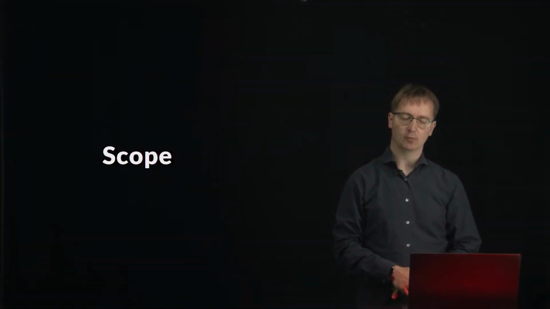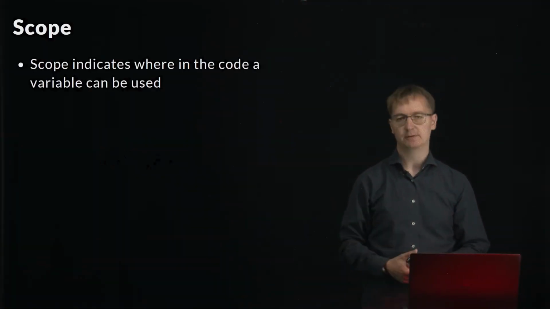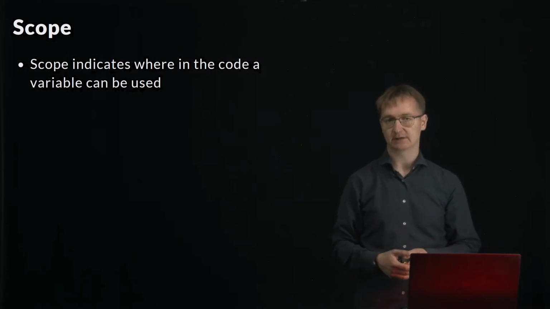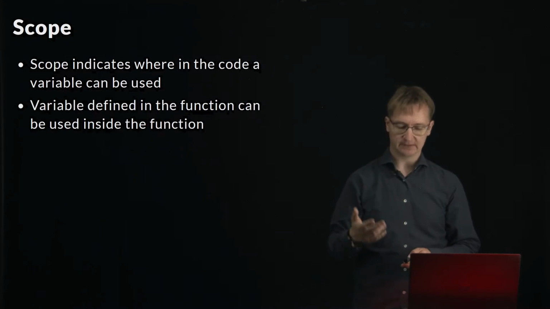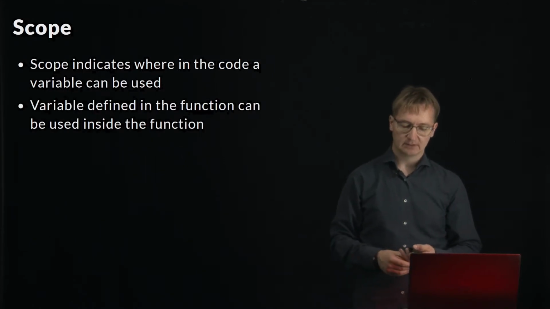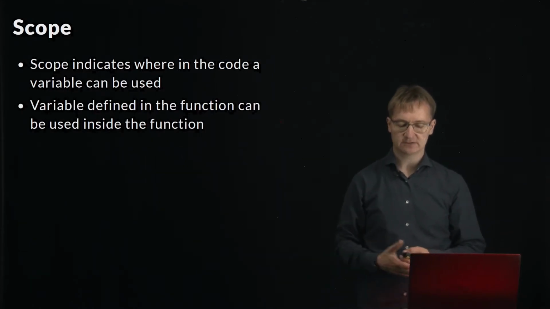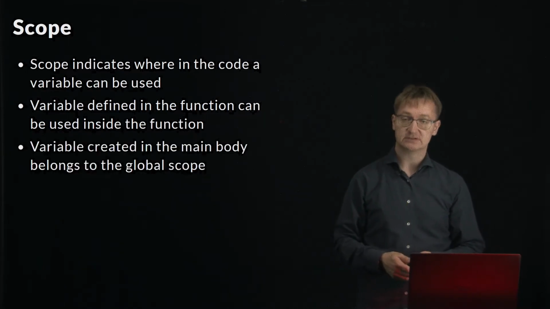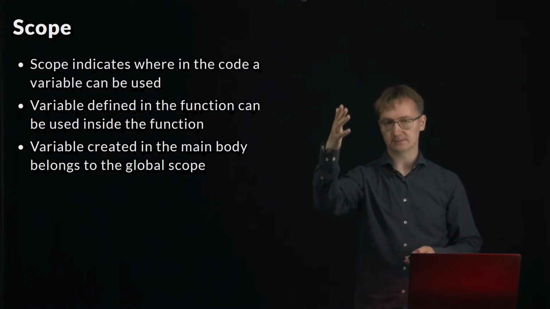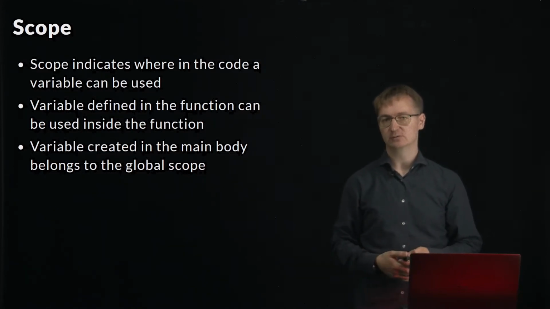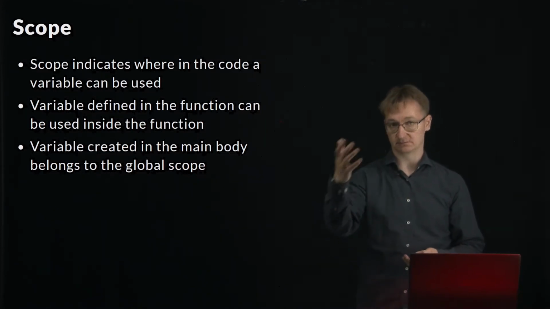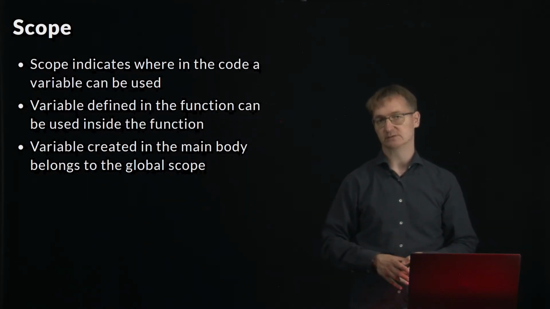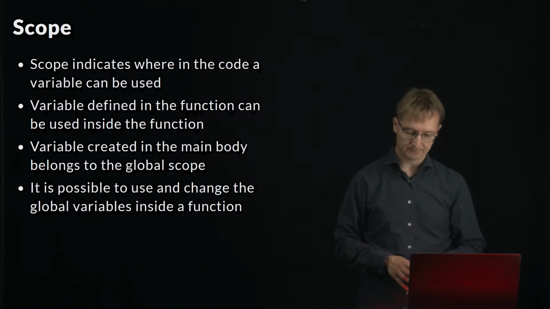Let's talk about scope. What is a scope? Scope indicates where in the code a variable can be used. And also we can say that a variable defined in a function can be used inside this function, and the variables we create in the main body can be used everywhere in this code or in this file. We can say that those belong to global scope.